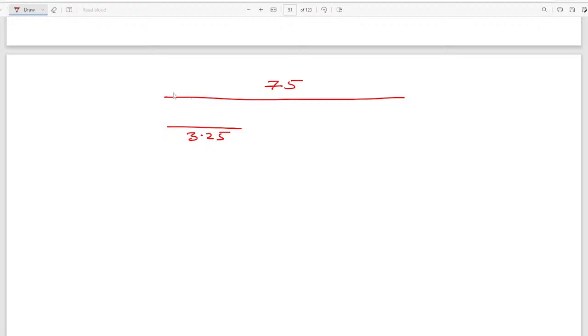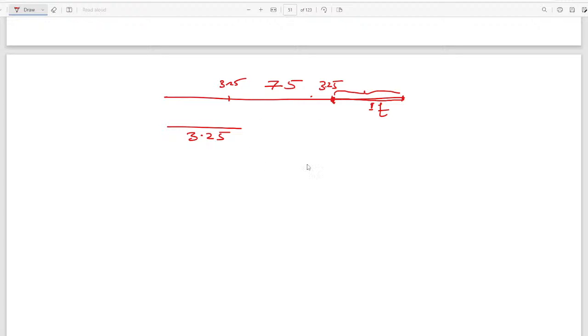So now what we'll do is we'll take this stick, keep it here at the start, and then mark 3.25. This will be 3.25. And another 3.25 we'll calculate. The remaining part, 3.25 and 3.25 is 6.5, so the remaining would be 1 feet. Now this length is 1 feet. So we have marked it here on the stick. So this length is 1 feet.